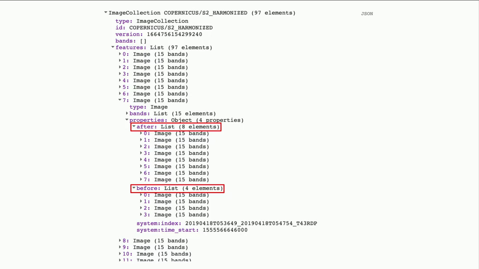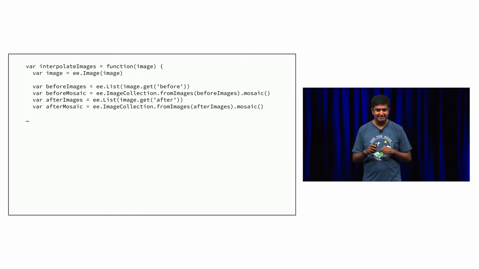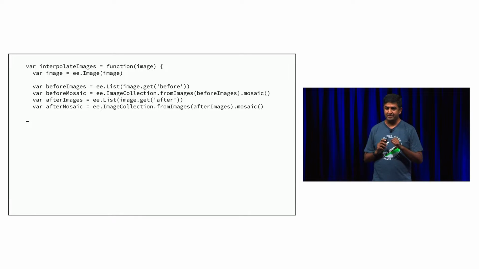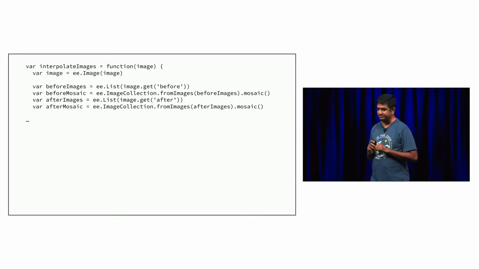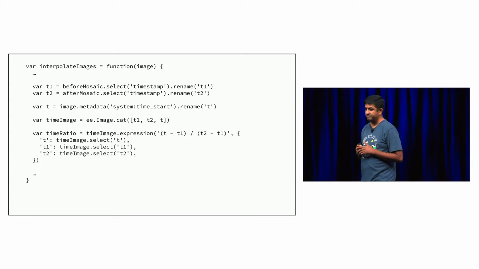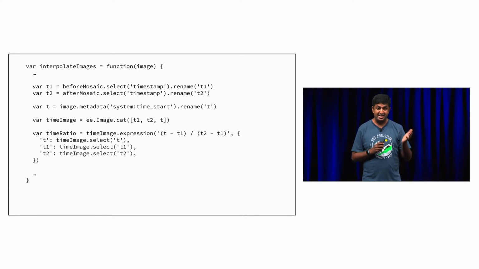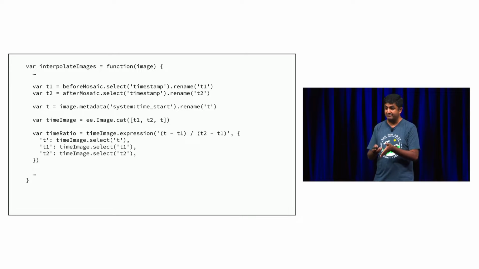Let's do the processing. So the first step is we want to create this mosaic. So we take the before images and call .mosaic, which will create this flattened image where each pixel is the first unmasked pixel in that stack. And we have before and after. And this is the temporal interpolation. We get the timestamp of the before image, we get the timestamp of the after image, and we know the timestamp of the current image.